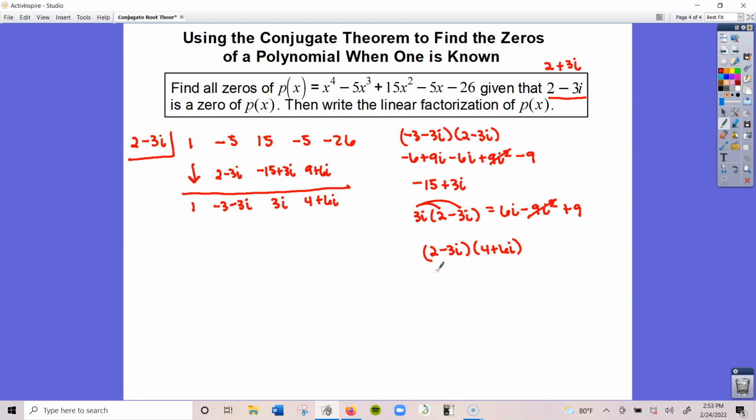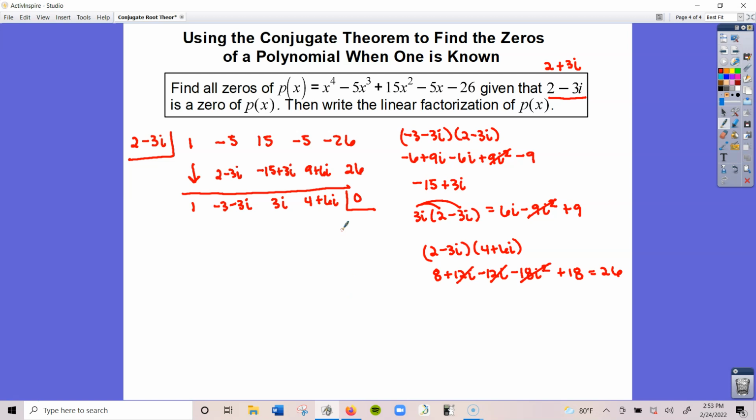2 times 4 is 8. 2 times 6i is plus 12i. Negative 3i times 4 is negative 12i. And negative 3i times 6i is negative 18i squared, which becomes plus 18. And here my 12i's cancel, and 8 plus 18 is equal to 26. And see here, I end up with a remainder of 0.